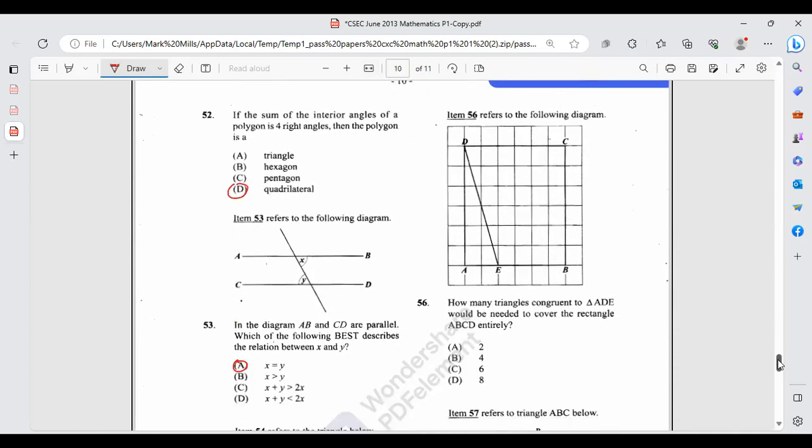How many triangles can I get in this shape? They say how many congruent triangles are needed to cover this. So I'll come and say this is one. So we have 1, 2, 3, 4, 5, and 6. It should have been 6.